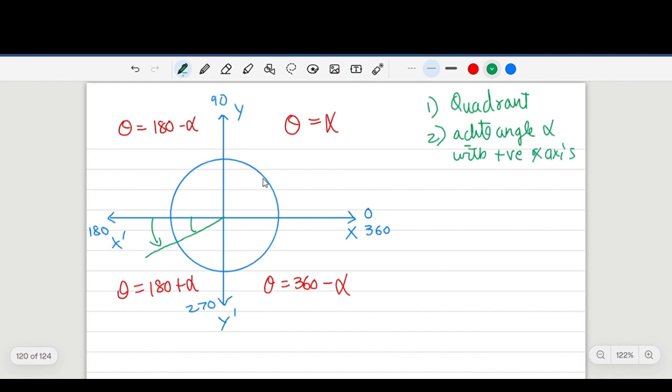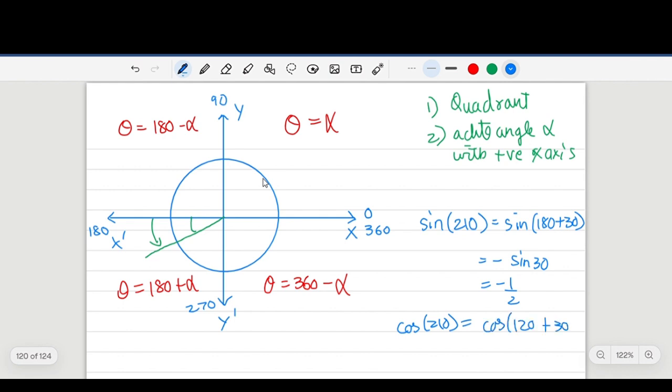Lastly, I'm going to give you one small example and then end the video. Let's say I have sine of 210. How do I find this? Since it's in the third quadrant, I can write it as sine of 180 plus 30. This will be the same as negative sine of 30, which is negative 1 over 2. If I use cos of 210, this will be cos of 180 plus 30, which will be negative cos 30, which is negative root 3 over 2.